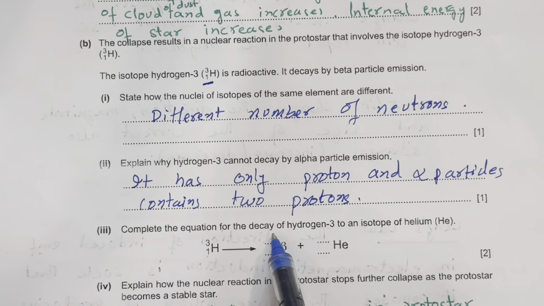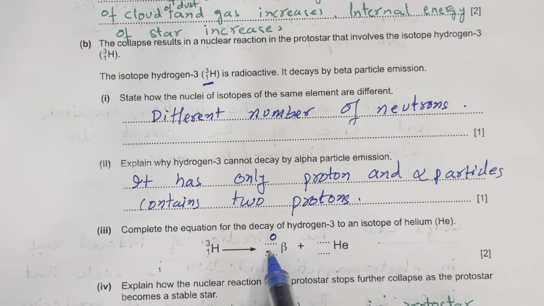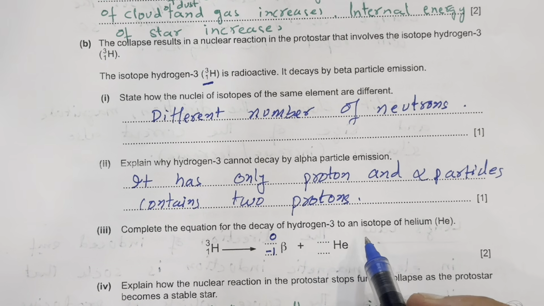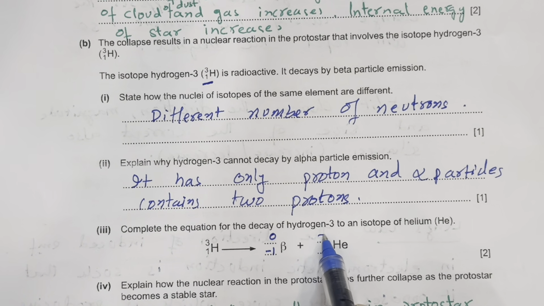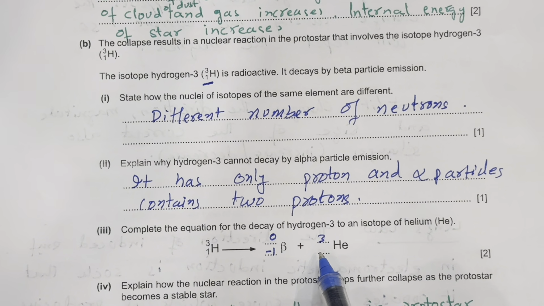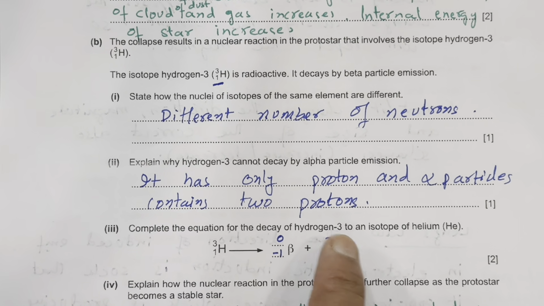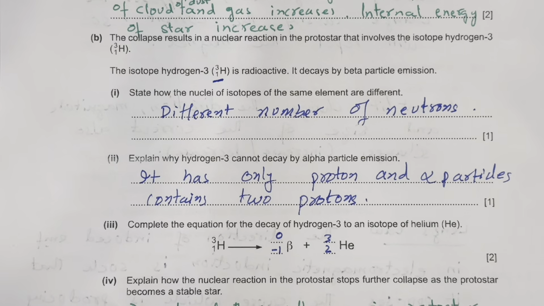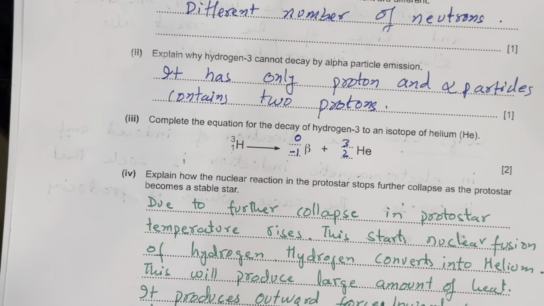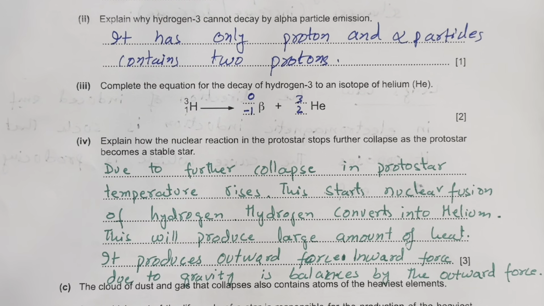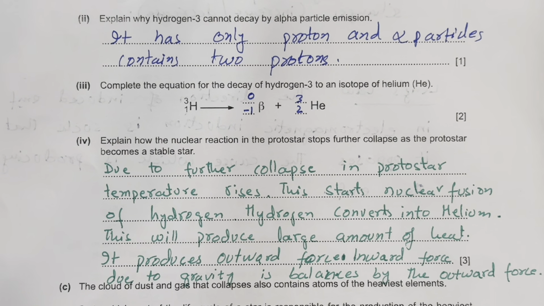We know that the beta particle has 0 and -1, and we know that helium would be 3 and 2. So this is how we're going to write our answer. 2 minus 1 you can check is 1, 3 plus 0 is 3, so you can check as well. Now the next part is: explain how the nuclear reaction in the protostar stops further collapse as the protostar becomes a stable star.